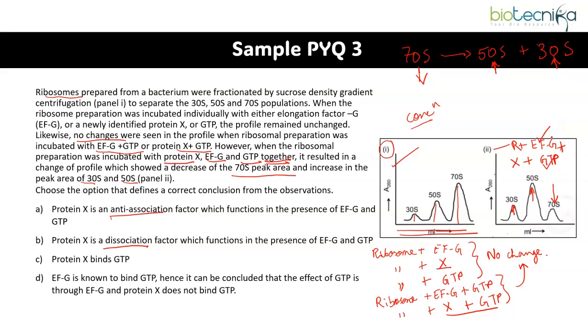Okay. So option C says protein X binds to GTP. There is no conclusion of that. And D says that EFG is known to bind GTP, hence it can be concluded that the effect of GTP is through EFG and protein X does not bind GTP. Okay. Now, there is no conclusion of this as well. So the most probable, most correct conclusion from the observation will be that protein X is a dissociation factor and it works in presence of EFG and GTP.